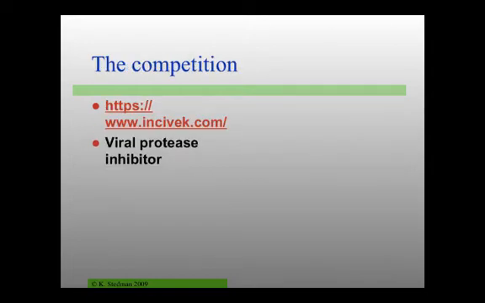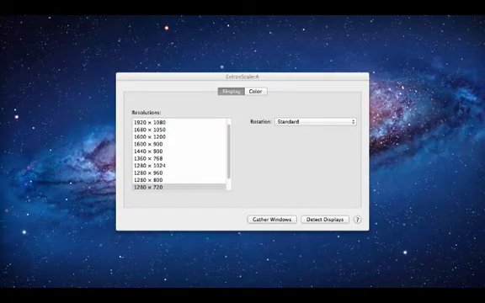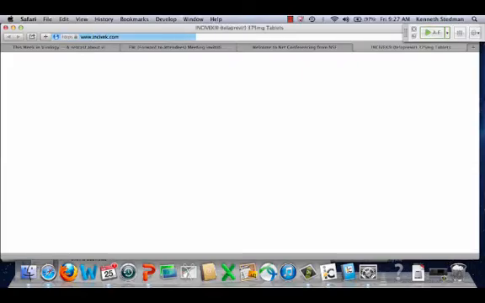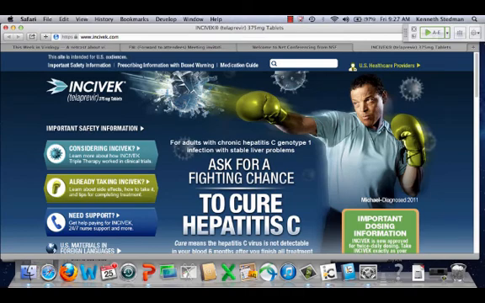Incivek, we'll take a quick look at this website because I just think it's just too, well, you'll see what I'm thinking about in just a second. So the graphics here are just fabulous. You're fighting off the disease, et cetera, curing hepatitis C.